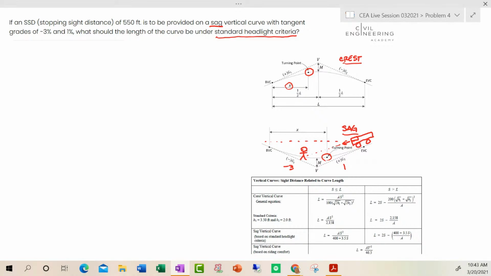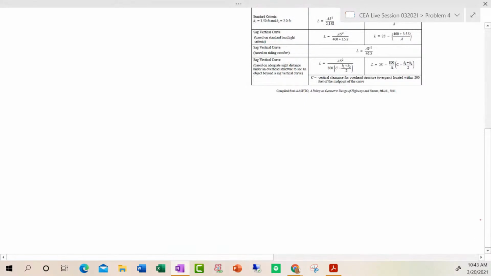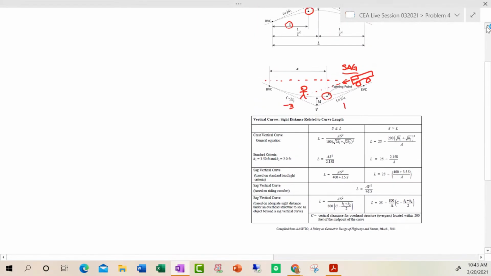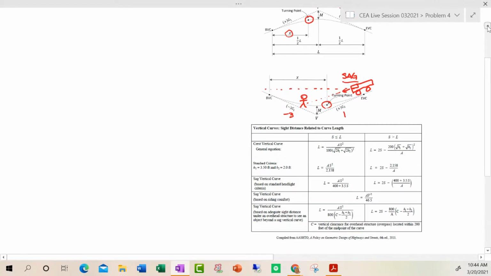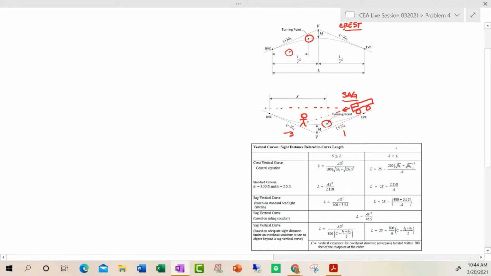And so if we look down here at our chart, and this one again is coming from the AASHTO Green Book, if we assume that our sight distance is larger than our curve length, which is what we're going to assume here, then for a sag vertical curve based on headlight criteria, this is the formula for the required length of the curve. L equals 2 times S minus 400 plus 3.5S, all divided by A.